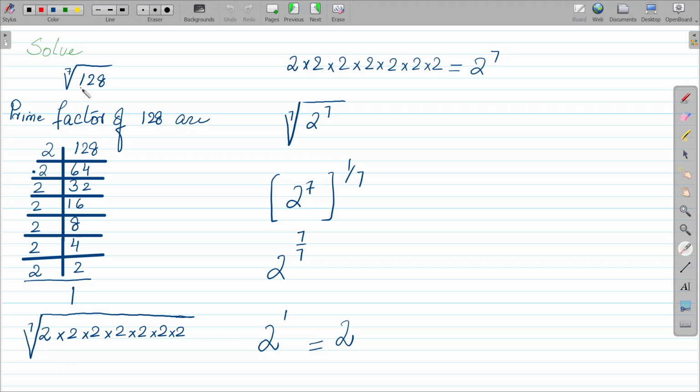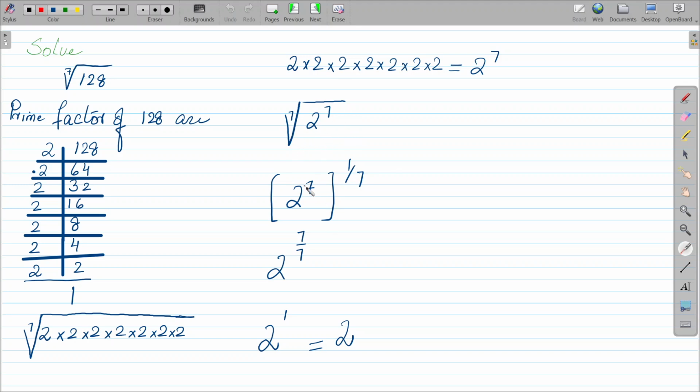So if in place of 128 we can basically write 2 into 2 into 2 into 2 into 2 into 2 into 2. Okay, so if you look at it, 1, 2, 3, 4, 5, 6, 7 values. Okay, so we can simply put these 7 product values of 2 as 2 to the power 7. And again, if you look at it in the surd, we have 7 written over here. So basically it means it is the seventh root of 2 to the power 7.